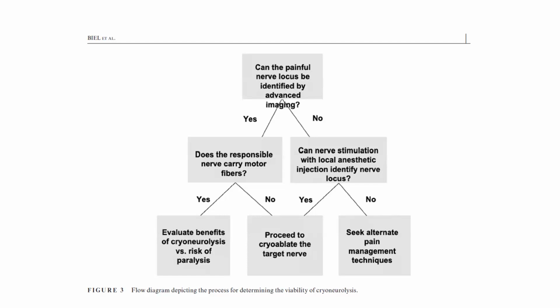If you can locate the nerve, but the nerve has motor fibers, then you evaluate, as I say, the benefits of cryo versus the risk of paralysis, and you weigh it. What if you cannot locate it using imaging? You can do nerve stimulation with local anesthetic to identify the nerve locus. And if you can, then you proceed with the cryoablation. If you cannot, then you seek alternative techniques.